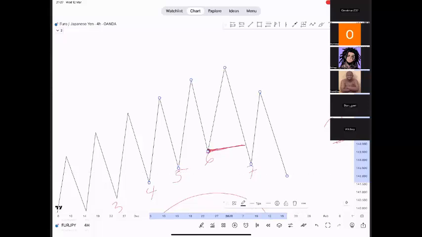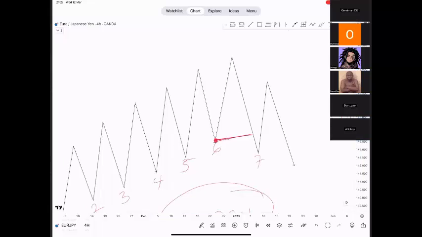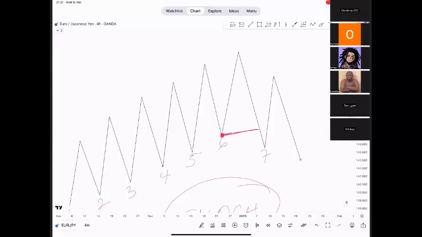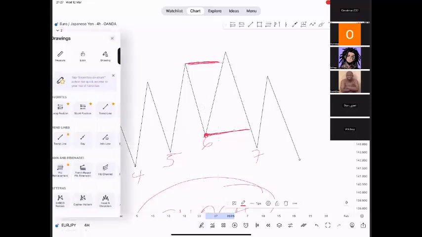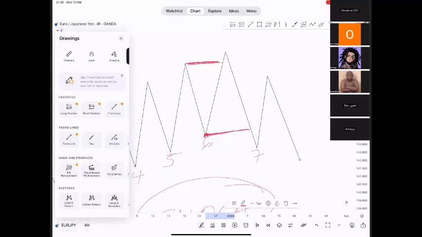What happens? A change of character has occurred. Now I want you to visualize this change of character as a break of structure to the downside and to the upside at the same time. Just like this. You can see here now, price took out this level, this low here, and went ahead to take out this high here, right? It took out the high and took out the low. That is what the change of character looks like. It looks like a break of structure to both the upside and to the downside.